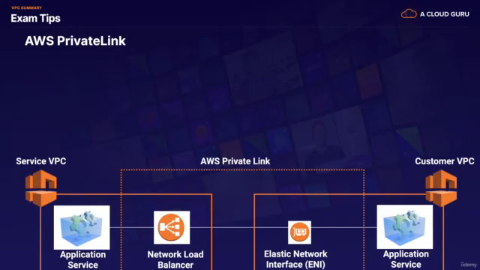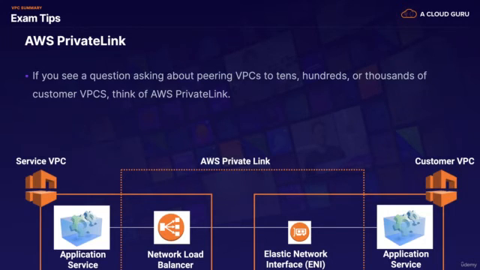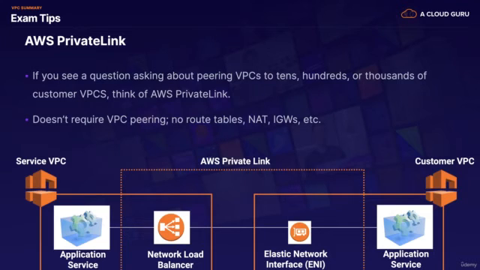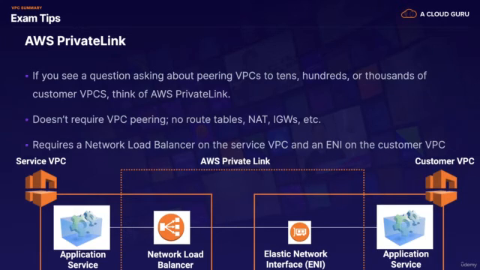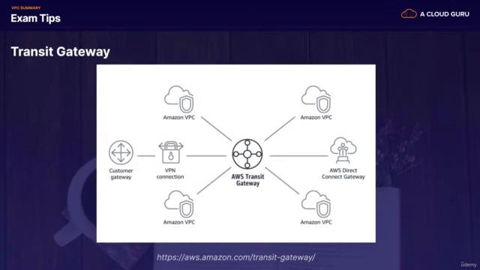So moving on to AWS PrivateLink, we had a network diagram in here. Just remember, if you see a question asking about peering VPCs to tens, hundreds, or even thousands of customer VPCs, I want you to think of PrivateLink. It doesn't require VPC peering, and there's no route tables, NAT gateways, internet gateways, etc. All it requires is a network load balancer on the service VPC, so you can see it in here, and then an ENI on the customer VPC. So if you see anything about peering to multiple VPCs and you want the most efficient way possible, think of AWS PrivateLink. Moving on to Transit Gateway.